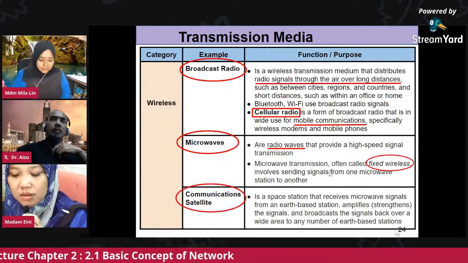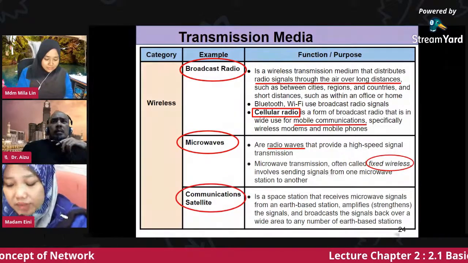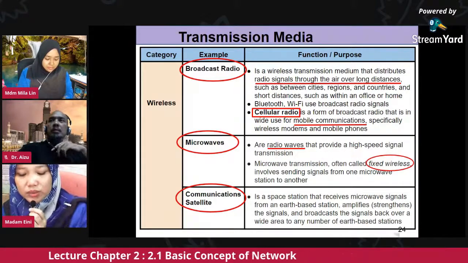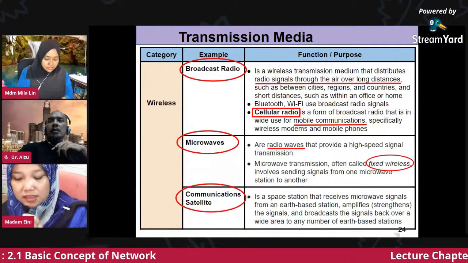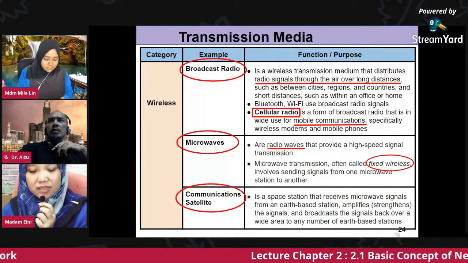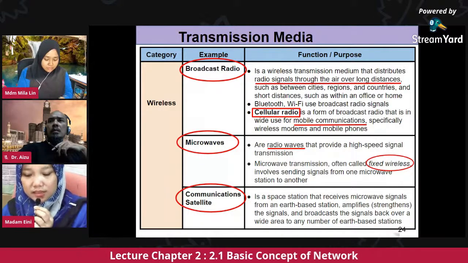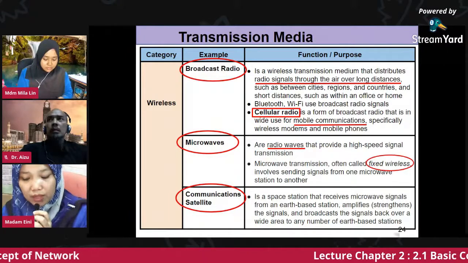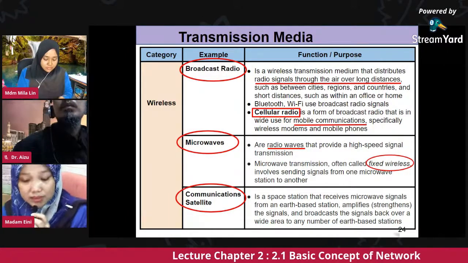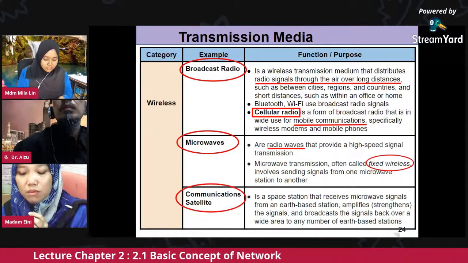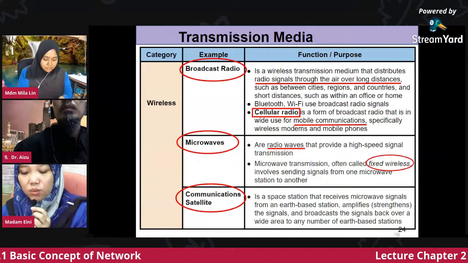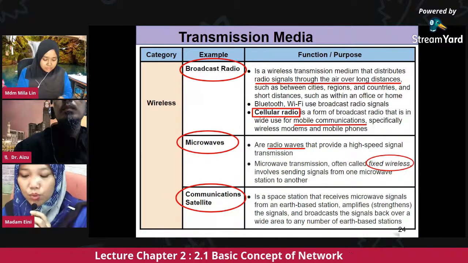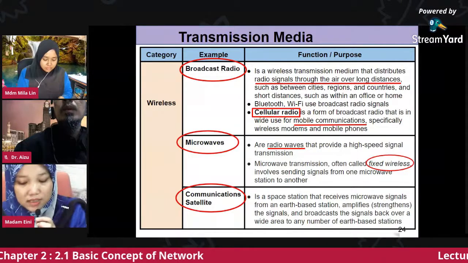Okay, let's talk about the first one, broadcast radio. It distributes radio signals through the air over long distances, such as between cities, regions, and countries, and short distances also, such as an office or home. Do you know Bluetooth and Wi-Fi use broadcast radio signals? Cellular radio is a form of broadcast radio that is in wide use for mobile communications. So now you know what category of transmission media your smartphone uses.